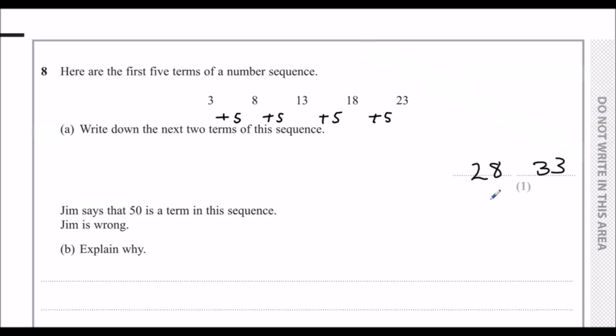Jim says that 50 is a term in this sequence. Jim is wrong. Explain why. So we could keep adding on 5 and show that 50 is not in it by showing the sequence goes past 50, or we could just say that every term ends in a 3 or an 8. So it's going to go 33, 38, 43, 48, 53, 58, and so on. So every term ends in 3 or 8.